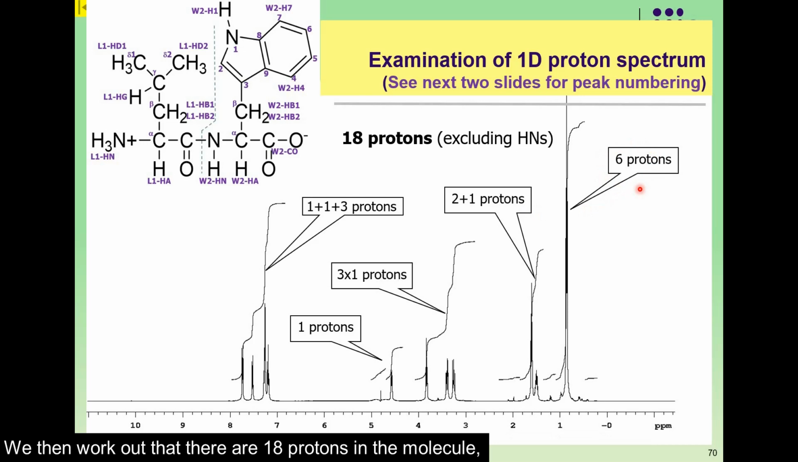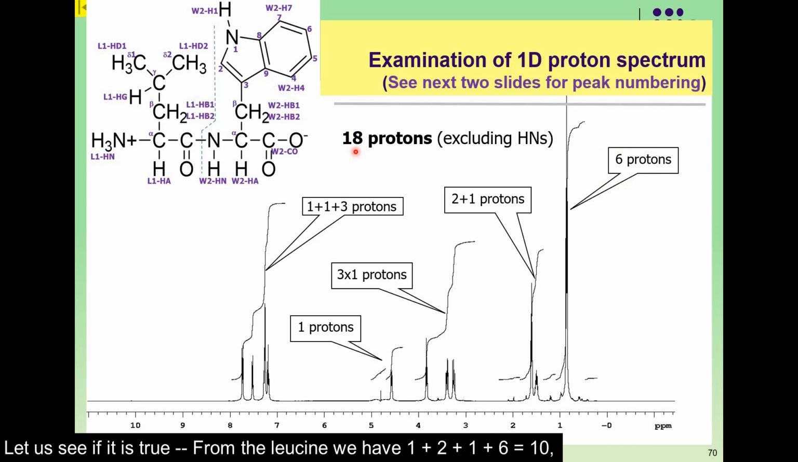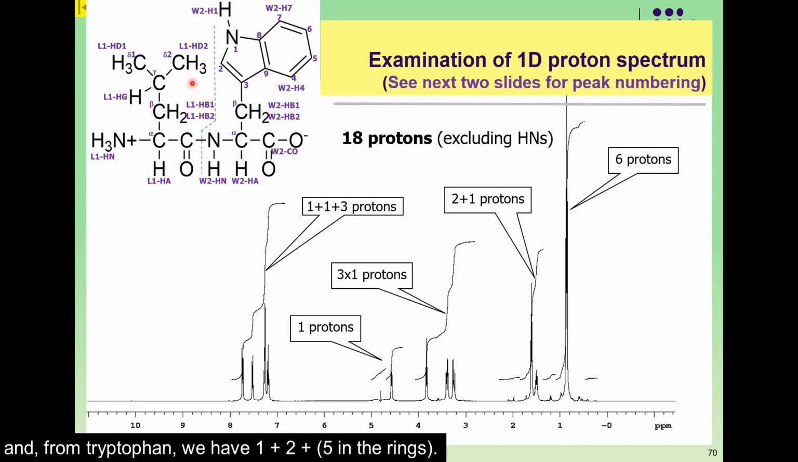We then work out that there are 18 protons in the molecule, excluding those attached to ends that are not observable in D2O. Let us see if it is true. From the leucine we have 1 + 2 + 1 + 6 = 10, and, from tryptophan, we have 1 + 2 + 5 in the rings. They add up to a total of 18 protons, correct?